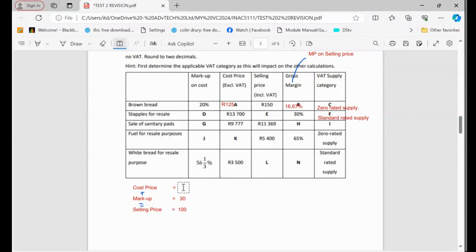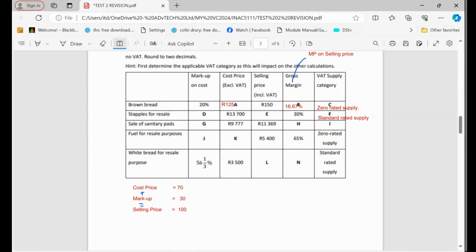Unlike the initial one, we had to add from the top. So from the top we add, from the bottom we less. 100 minus 30, how much do we get? We get 70. Can you see how we get that? It is important for you to get this right. And thereafter, we can calculate the markup on cost.